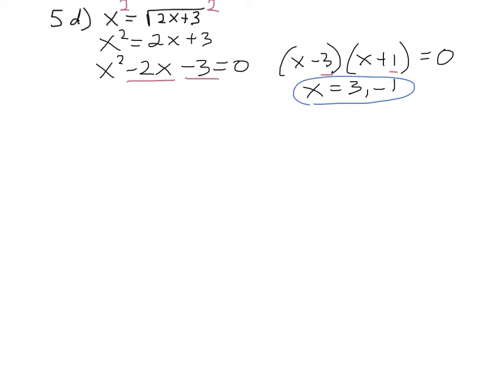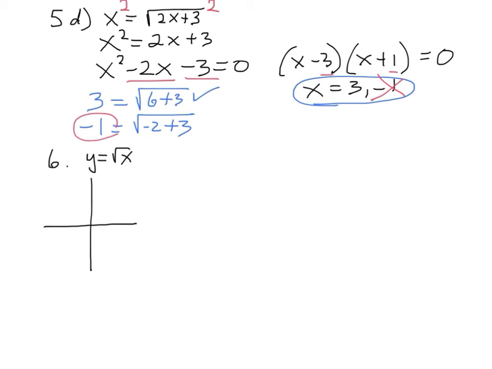And I want to double check those because when I square it, sometimes I get answers that may not work. So if I plug 3 into that equation, does 3 equal the square root of 3 times 2 is 6, 6 plus 3 is 9? That works. And try -1. I get -1 equals the square root of -2 plus 3. And we're dealing with positive square roots, so this one, because of that -1, will not work. So -1 doesn't work, just 3.